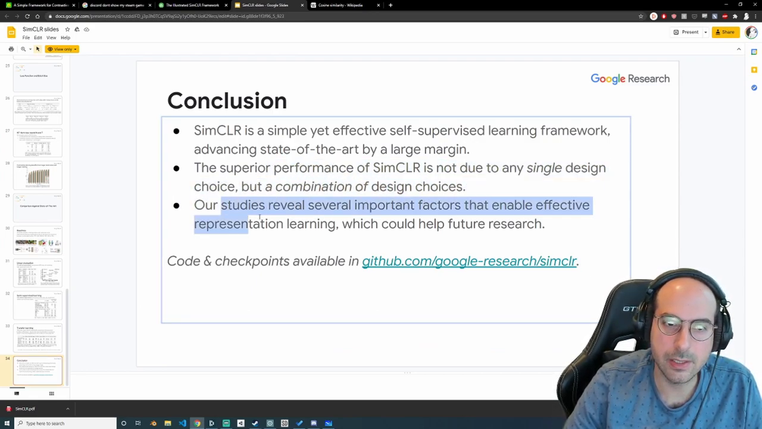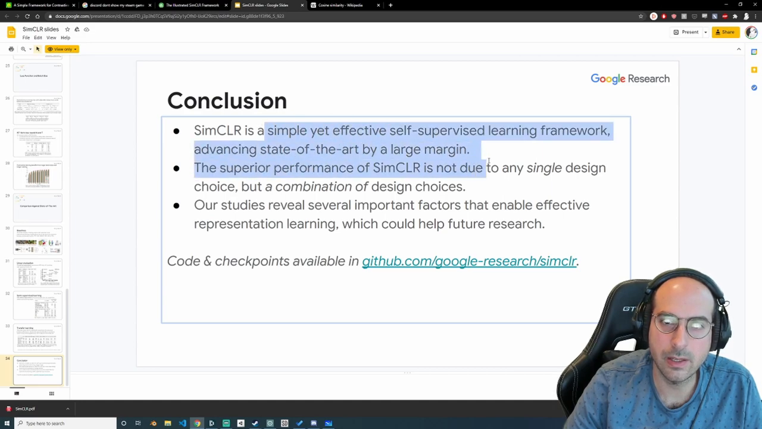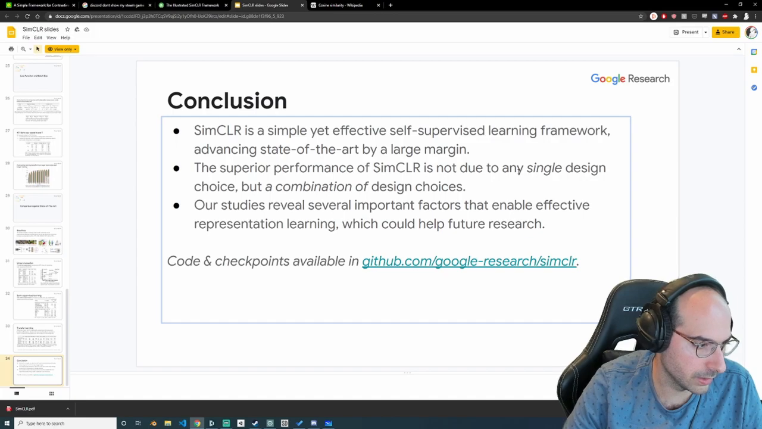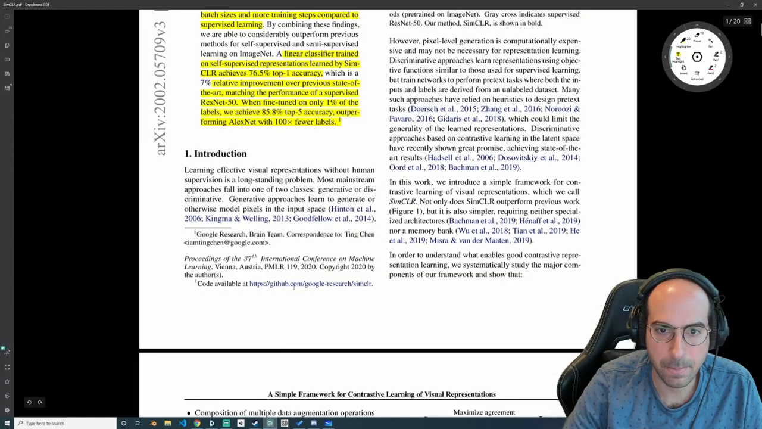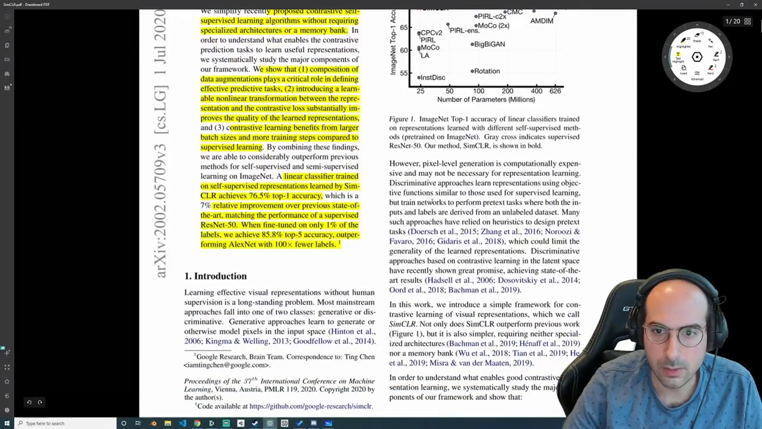Okay, so they're saying really it's a combination of design choices that they made, and it's a simple yet effective self-supervised learning framework, advancing state-of-the-art by a large margin. All right, that's great. So let's go over the paper now. Heuristic design pretext.